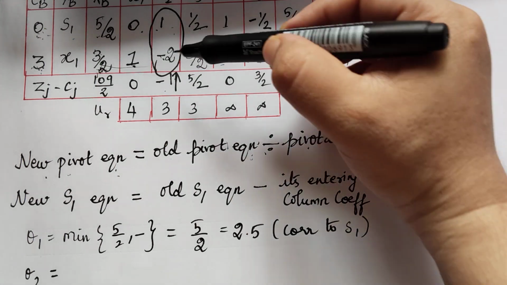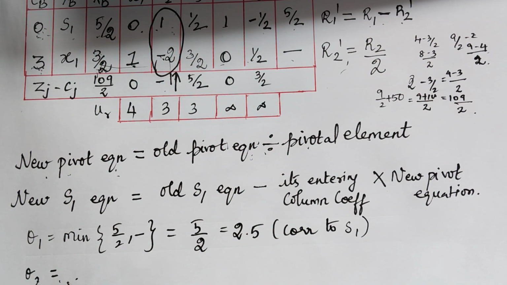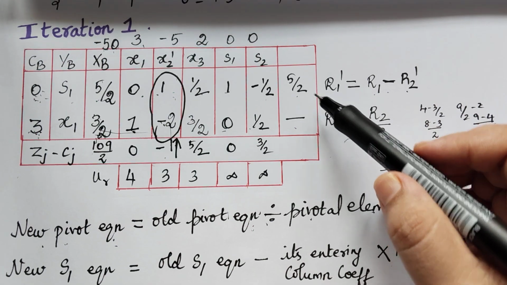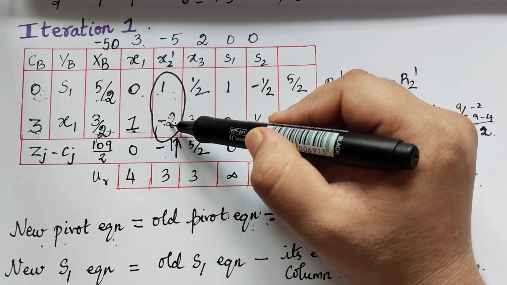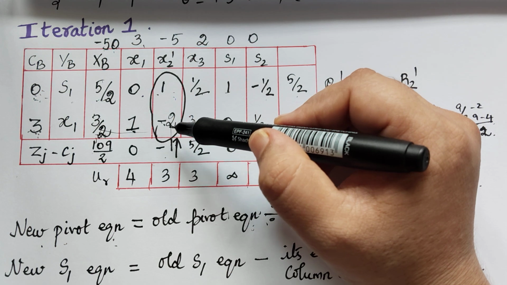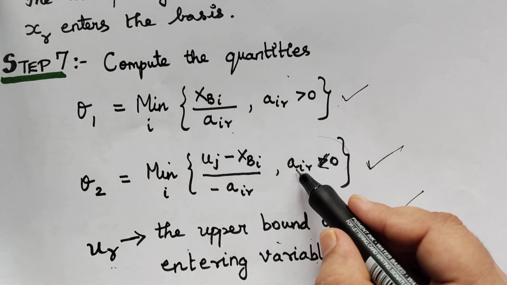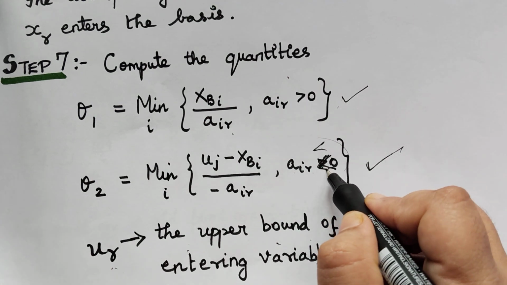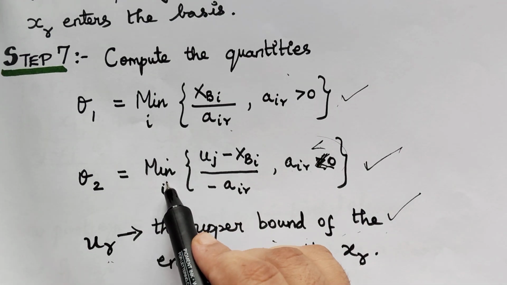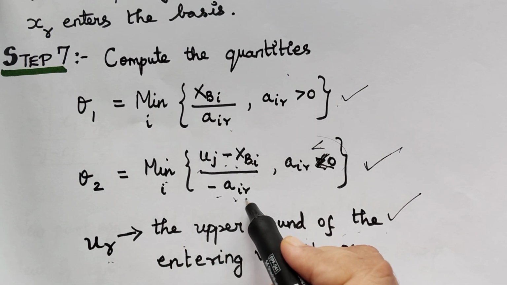But if we have all positive here, directly we can write theta 2 as infinity. But we see that in this iteration, we have a negative value. So if you have a negative value, what is the procedure? You have to find, that is AIR is lesser than 0. If it is lesser than 0, then it will be equal to minimum of uj minus xbi divided by minus AIR.